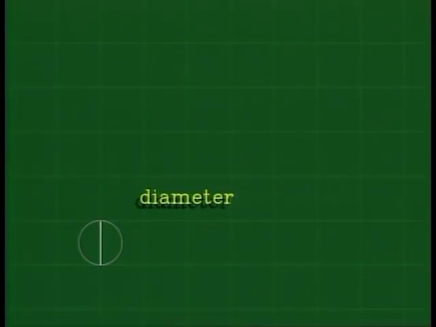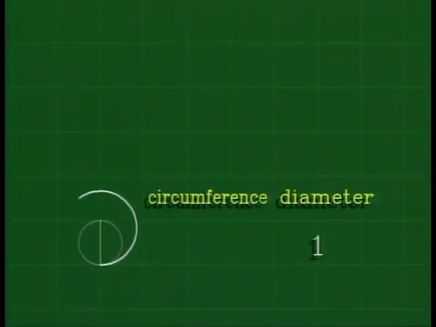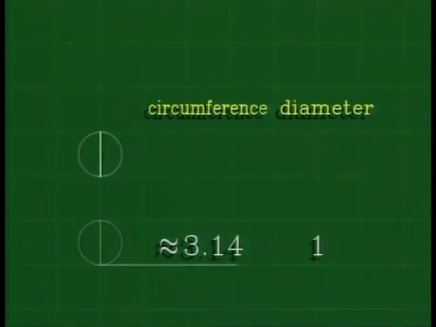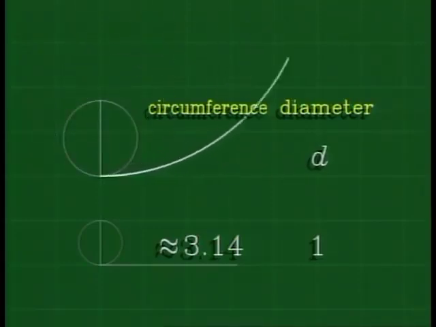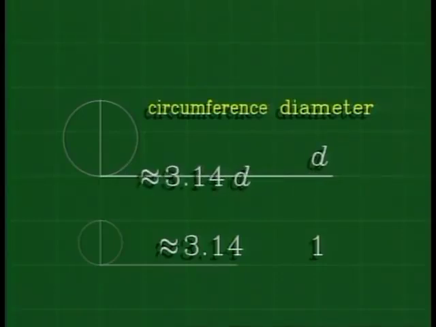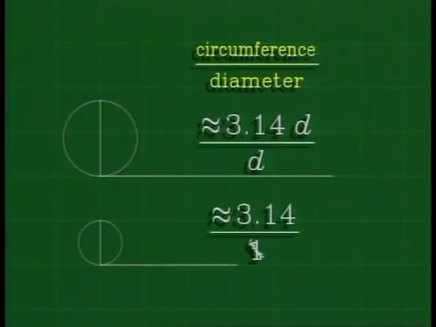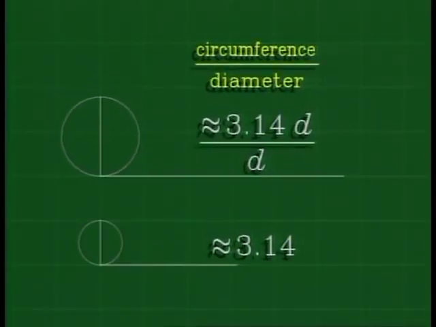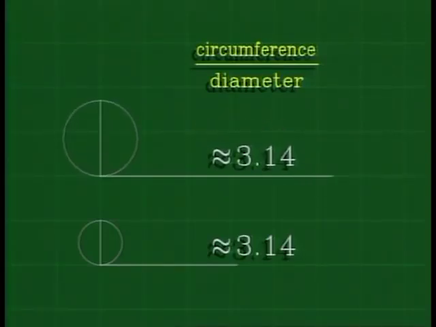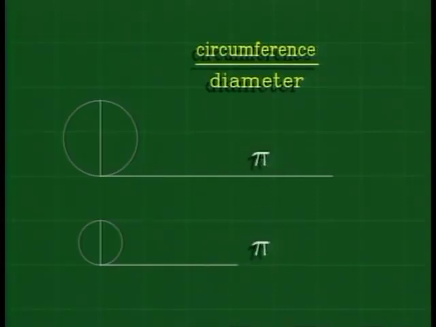Let's apply this idea to a circle of diameter 1. Its perimeter, also called its circumference, is about 3.14. Scaling by a factor d gives us a similar circle whose diameter is d, and the circumference is multiplied by d. The ratio of circumference to diameter is the same for all circles, large or small. This constant ratio, which we'll see in another program, is denoted by the Greek letter pi.